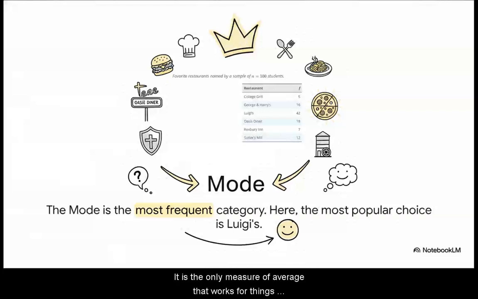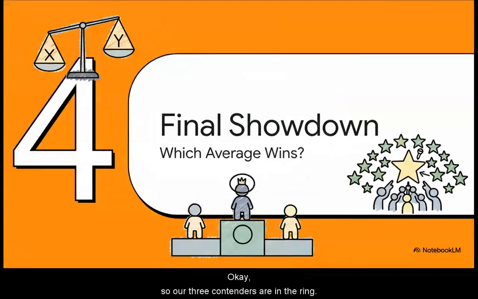It is the only measure of average that works for things that aren't numbers, what we call categorical data. I mean, you can't calculate the mean of Luigi's and George and Harry's, right? But you can absolutely find the most popular one. That's the mode.